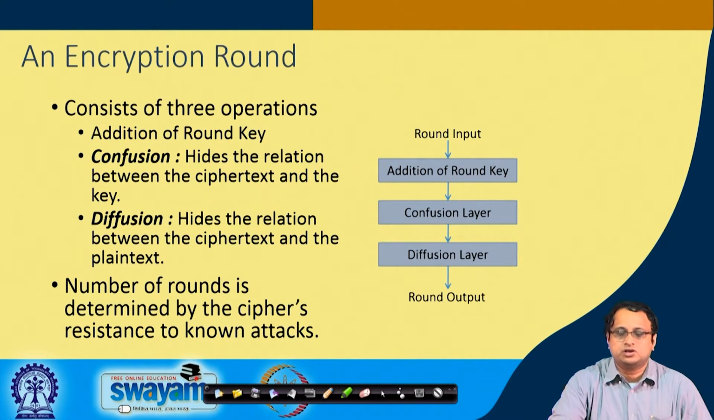Typically the block which provides confusion is called the S box or substitution box. We will see in more detail as we study AES and other ciphers. The other layer, which is called diffusion, is typically provided by permutations, by linear permutations or linear mappings. And then, as I said, the third important component of the round is where you are mixing the round key with your state. That is typically done by a round key process, which is often realized by exclusive ORs. The number of rounds is determined by the cipher's resistance to known attacks, and that is called cryptanalysis.